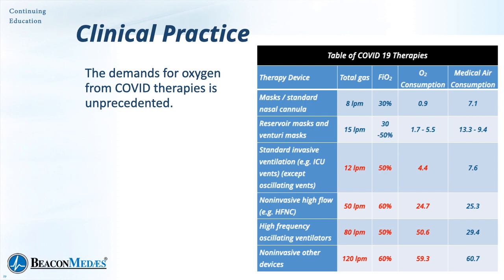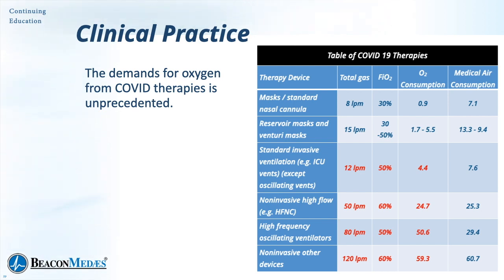Then we get into some more exotic treatments, which are very common with the COVID patients, and we're seeing 50 liters a minute through high flow nasal cannulas. And we're seeing that with a very high oxygen FiO2, 60%. So we're starting to see very high consumption of oxygen here, 24, 25 liters a minute of oxygen being used into that high flow nasal cannula apparatus.